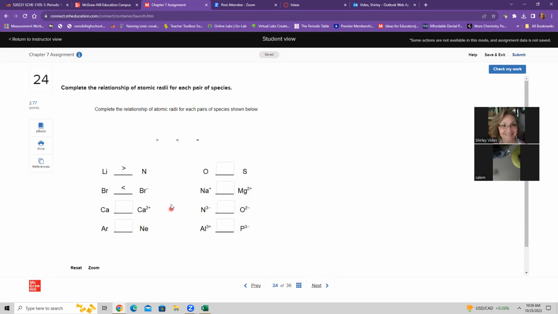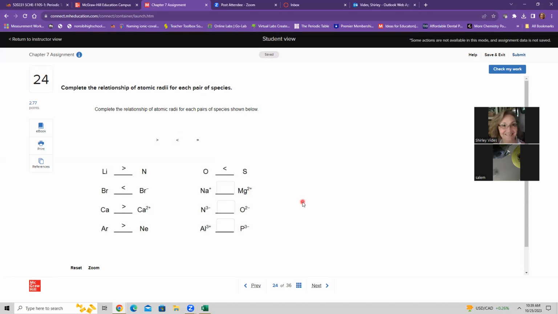Is that because it has that calcium ion sign? Yes, because it gains electrons and it expands, whereas this one is losing electrons, so it's losing a layer. Okay. Argon and neon. It increases going down, and argon is below neon, so argon is larger. Oxygen and sulfur. Oxygen is right above sulfur, so sulfur is larger.